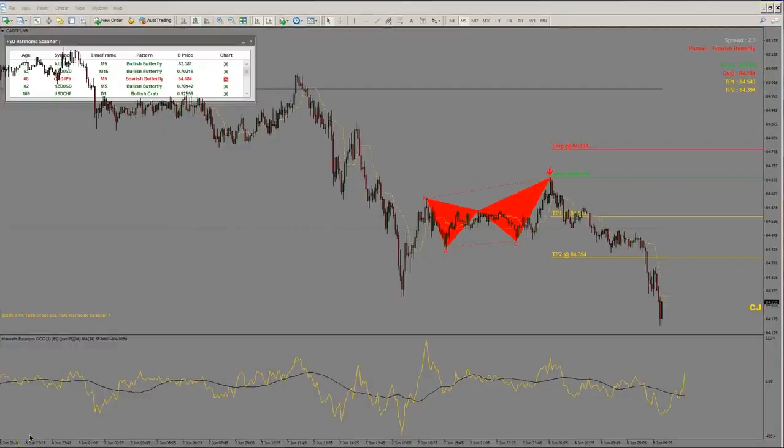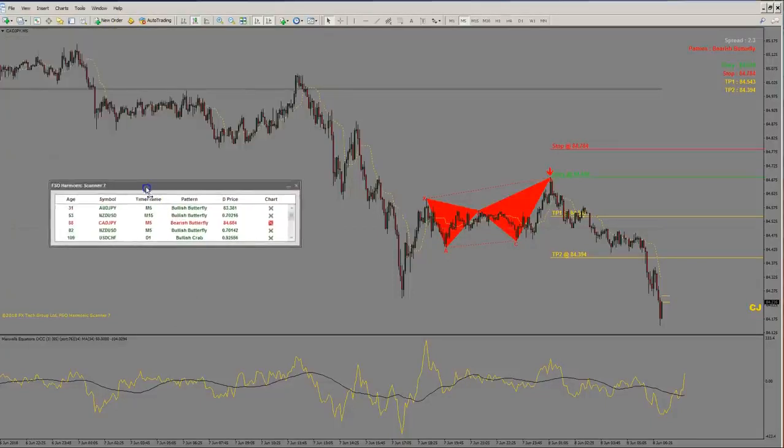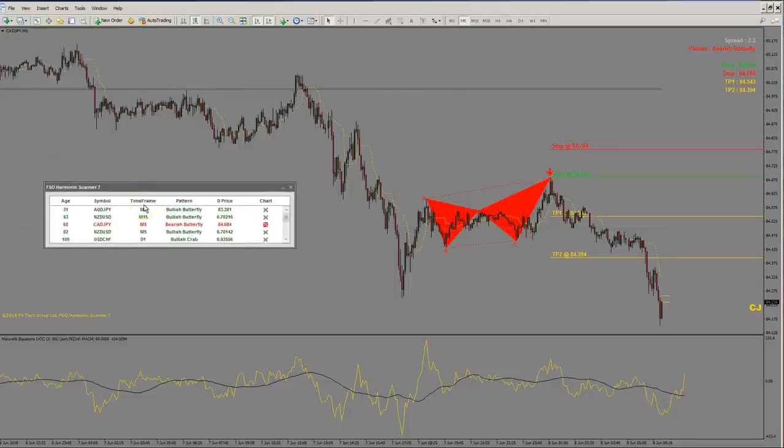Okay, then let's start with the components we are able to see on the chart. Let's start with this box. This is, let's say, the core component of the FSO Harmonic Scanner. Here you will see all current patterns and patterns in the past. How many patterns you want to see in the past you can set up in the indicator settings, and I'm going through this at a later point.